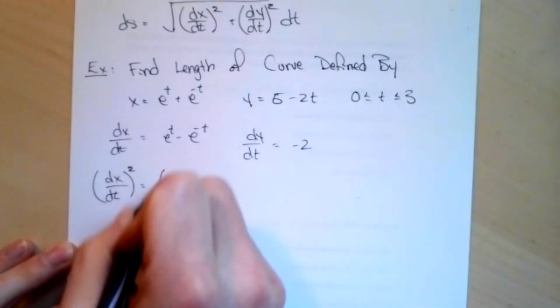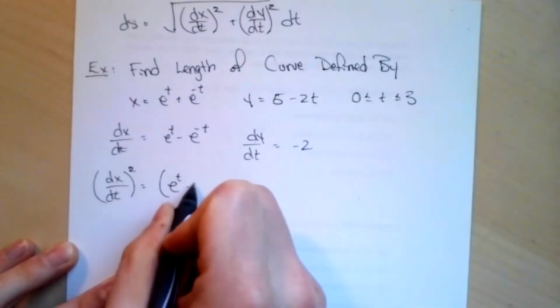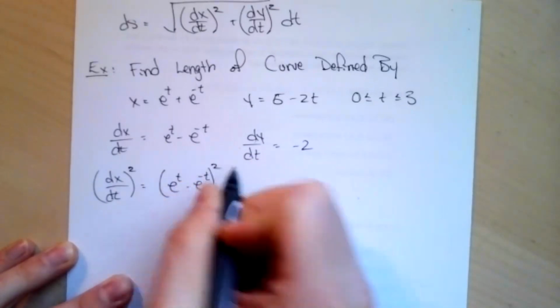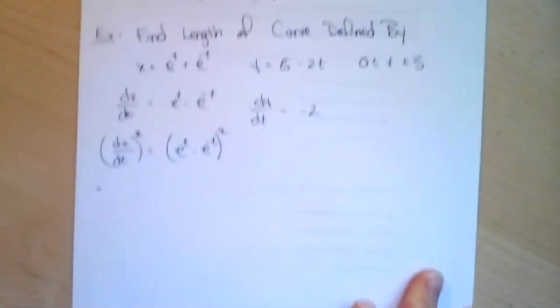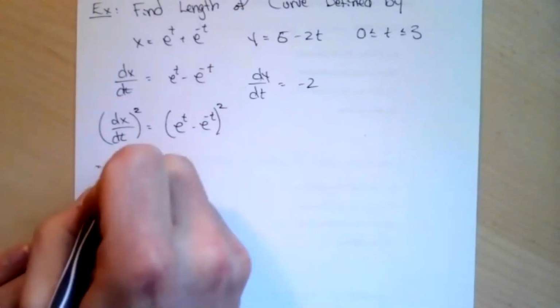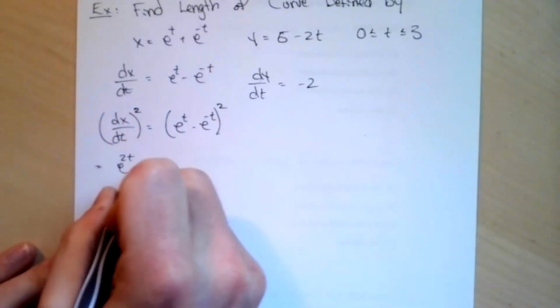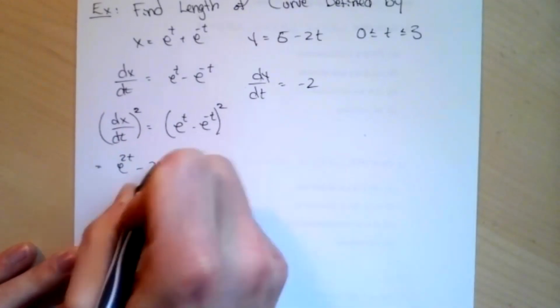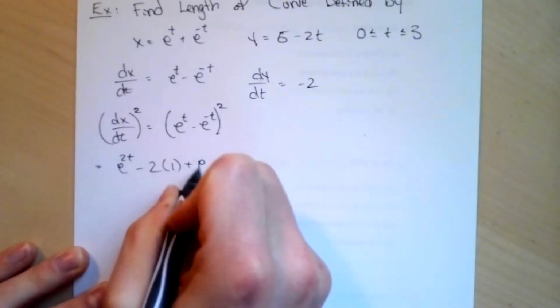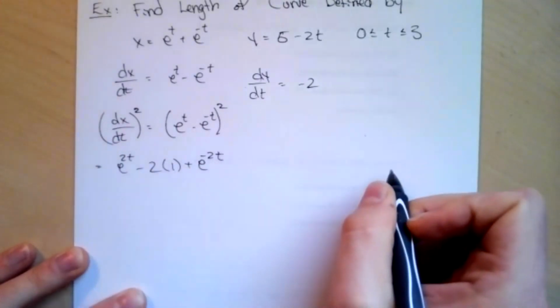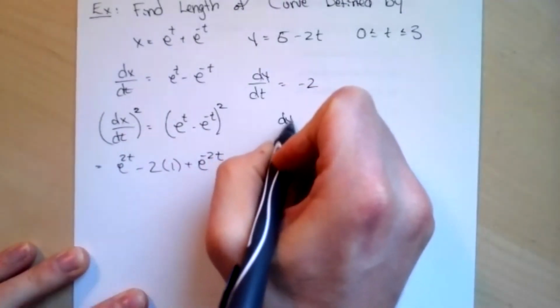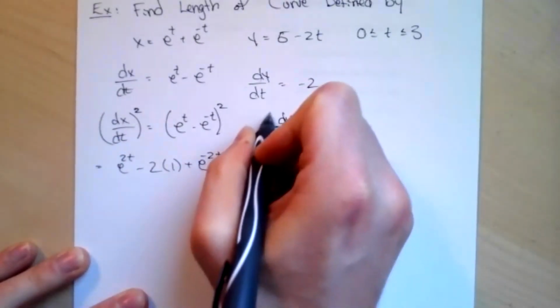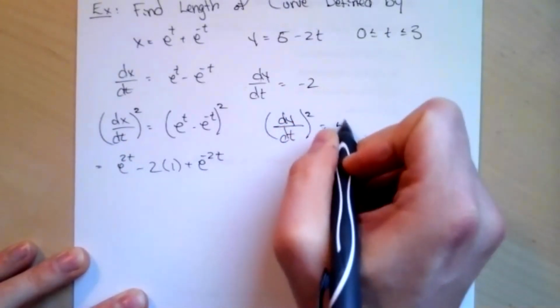So our dx dt squared is e to the t minus e to the minus t squared. So let's compute all that out and simplify here. We're going to have e to the 2t minus 2 times the product. That's just going to give us 1. And then plus e to the minus 2t. And then dy dt squared is going to give us 4.